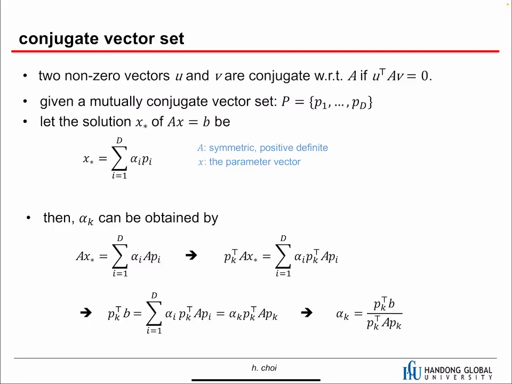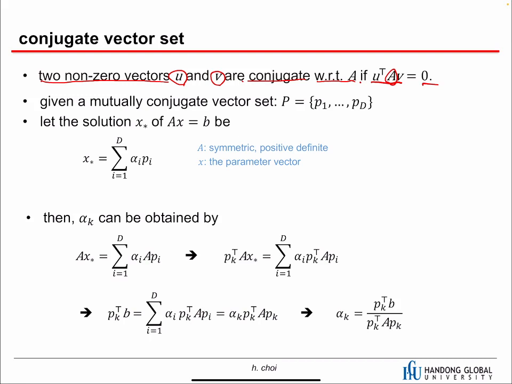Okay, first of all, we have to talk about conjugate vector set because conjugate gradient is based on the conjugate vectors. Two non-zero vectors u and v are conjugate with respect to A if u transpose A times v is 0. So it's like orthogonal, right? But we have A here.